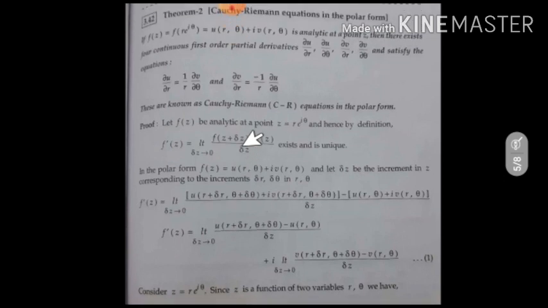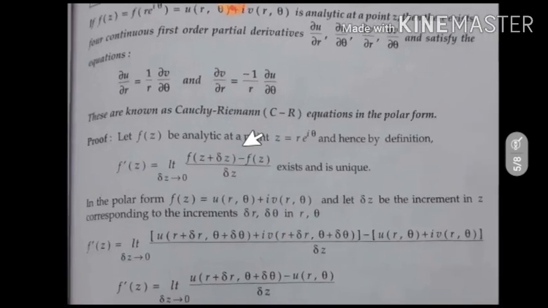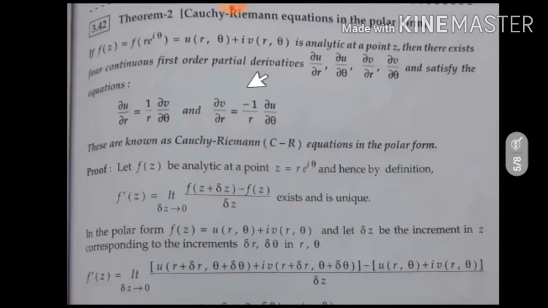In the same way, the CR equation for Cartesian form, we are studying. The Cauchy-Riemann equation in Cartesian form we studied. We are going to study it for polar form. Same as Cartesian form, f of z is u of r comma theta plus i into v of r comma theta, where instead of x and y, here r and theta are there. So this is the Cauchy-Riemann equation in polar form.